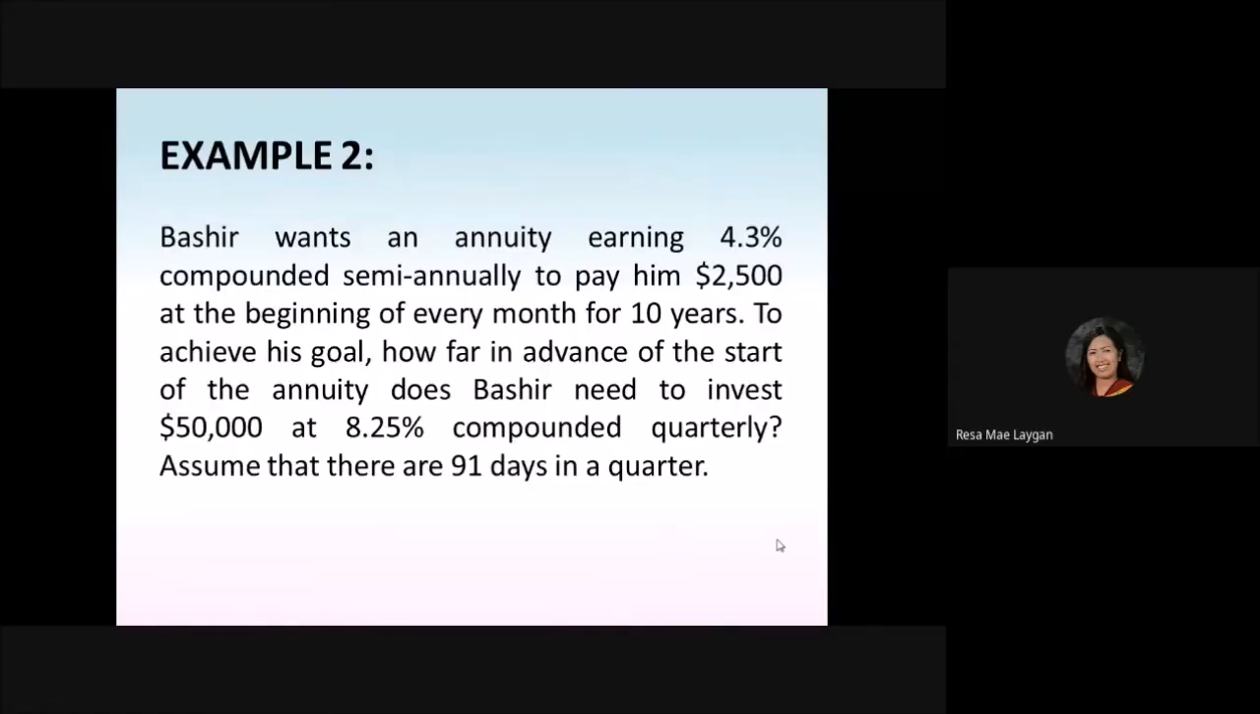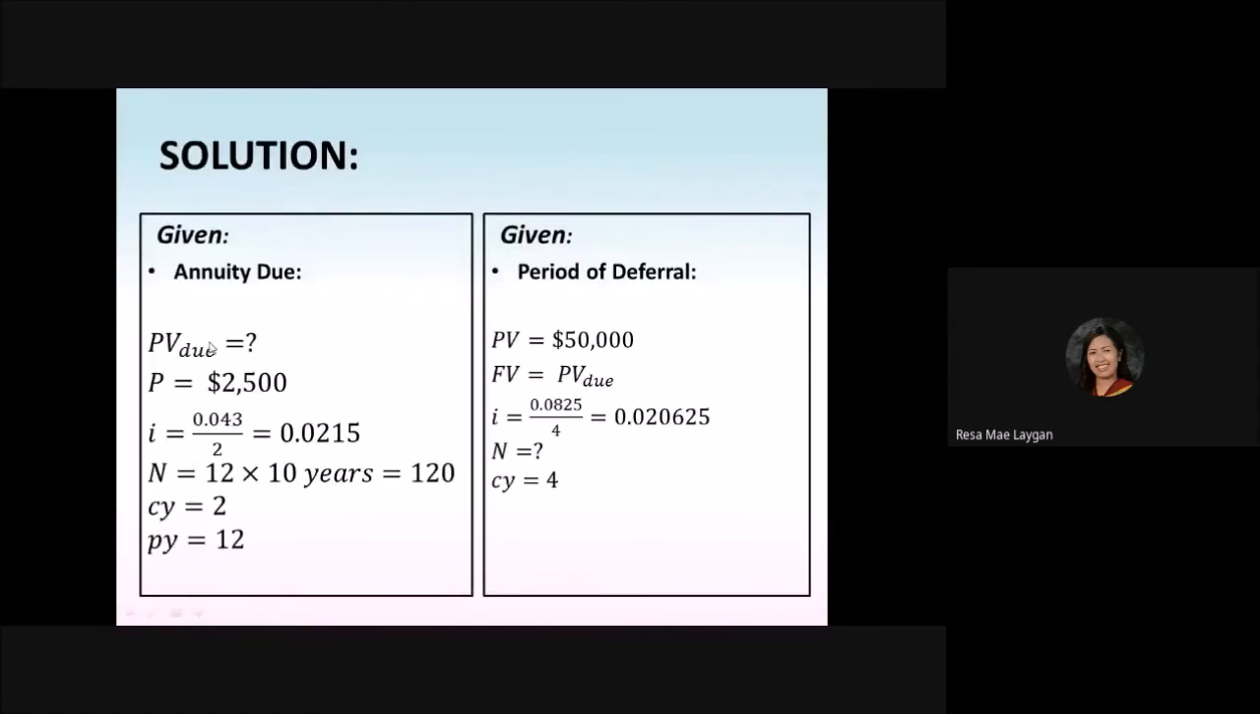So let's have another example. We have to apply the annuity due. Why? Because he wants to pay $2,500 at the beginning of every month for 10 years. Then the annuity payment here is $2,500, and the periodic interest rate here is 4.3% compounded semi-annually. So you simply divide 0.043 by 2. So your periodic interest rate here is 0.0215.